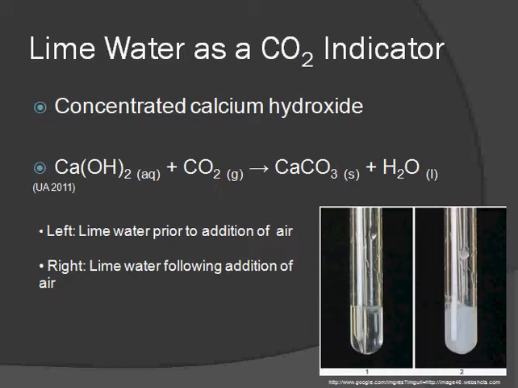In our lab, one of the experiments involved using lime water. Lime water is concentrated calcium hydroxide in solution. It is used as an indicator for carbon dioxide. Alone in solution, it is a clear liquid. When carbon dioxide is introduced, it reacts with the calcium hydroxide to form a calcium carbonate precipitate, causing the solution to turn cloudy.